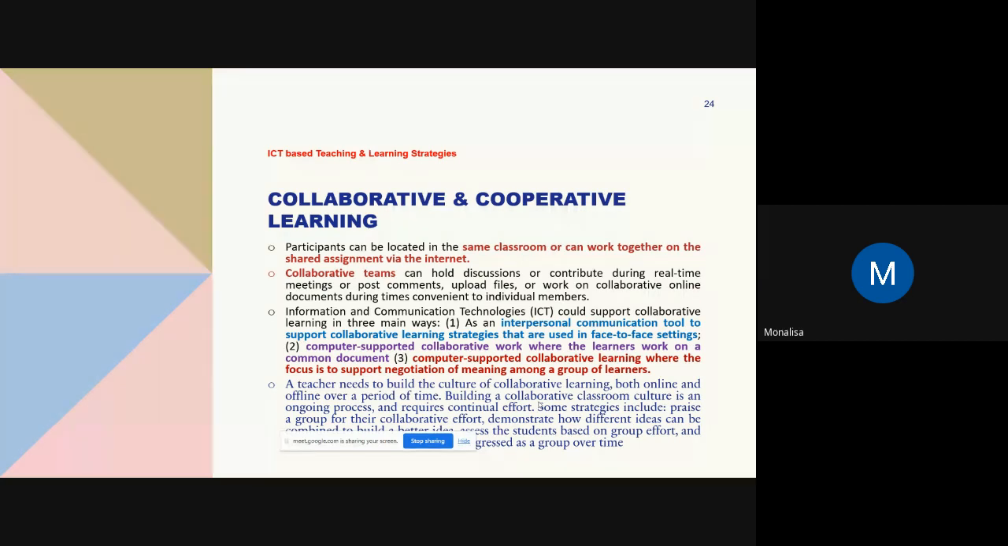So, for collaborative and cooperative groups to succeed, they need to be small enough so that all the members can make meaningful contributions, and they need clearly defined tasks. So, in this way, here also using ICT, we can provide collaborative and cooperative learning to our learners.